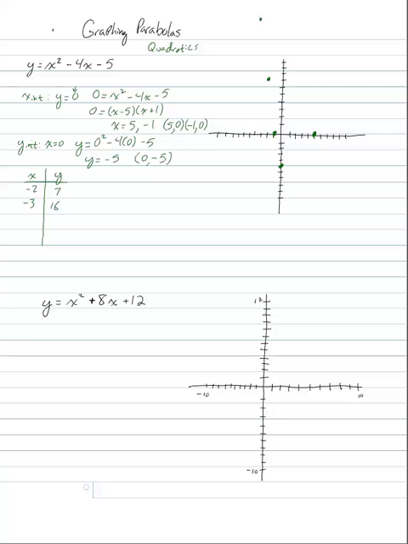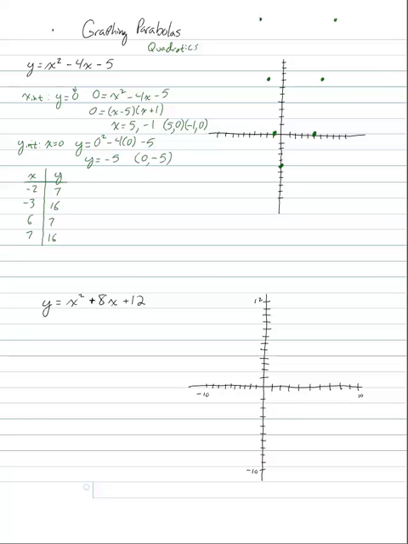Now let's try the other side of my intercept, the 5. Let's try 6. 6 squared is 36, minus 24 is 12, minus 5 is 7. So 6 is at the exact same height that negative 2 was. If I put in 7, I'll find it's at the same height that negative 3 was. So right now I've got some patterns going on here.